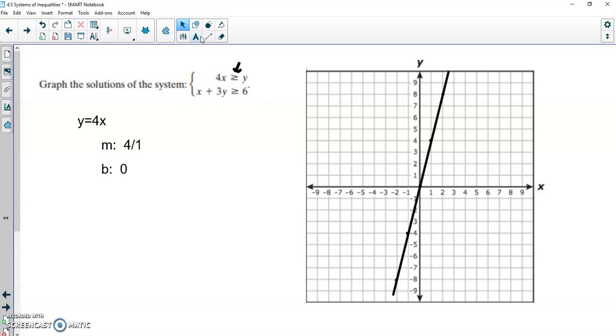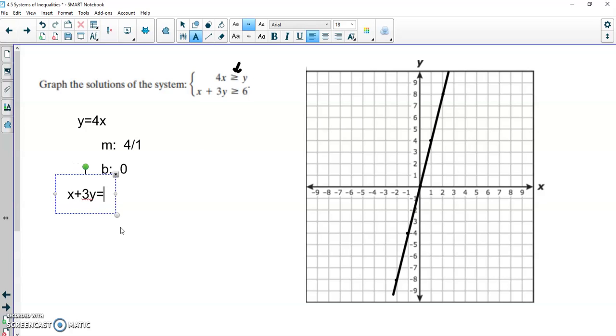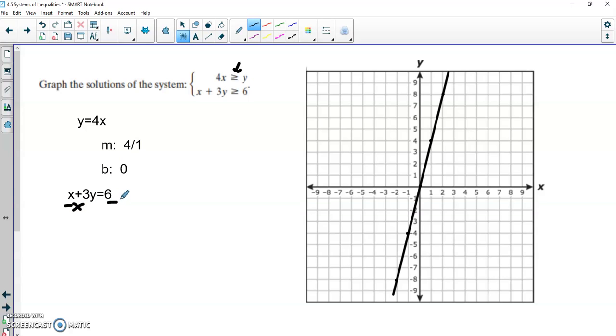So I go to my next inequality, x plus 3y is greater than or equal to 6. We're trying to graph this, so we need to get the y by itself. The first thing we need to do is move the x over to the other side. To do that, we would subtract x from both sides of the equal sign.